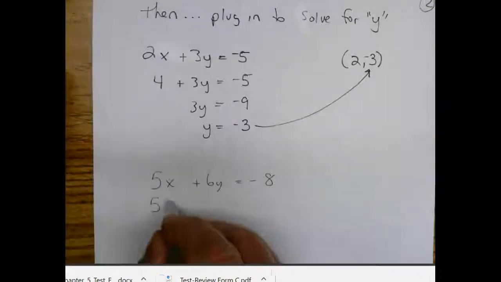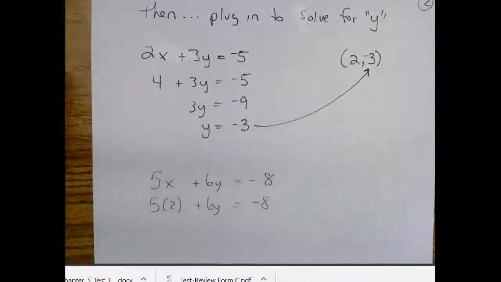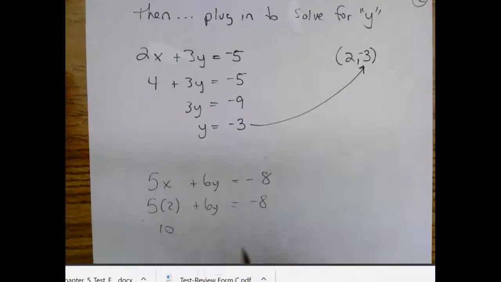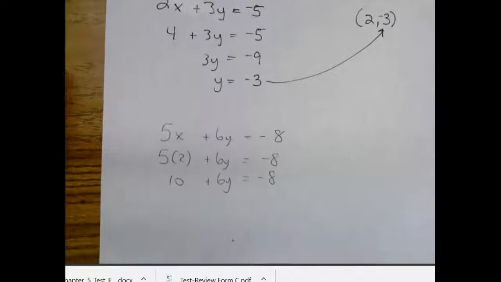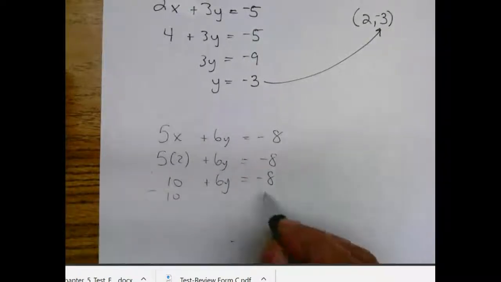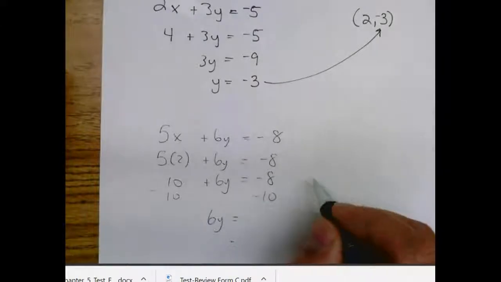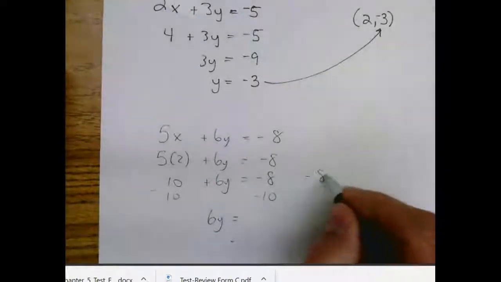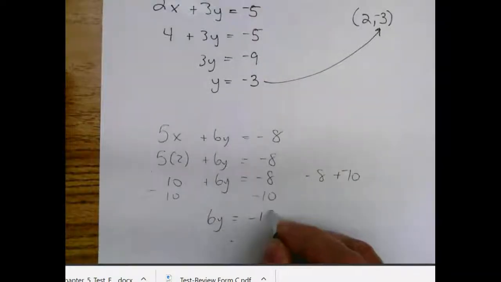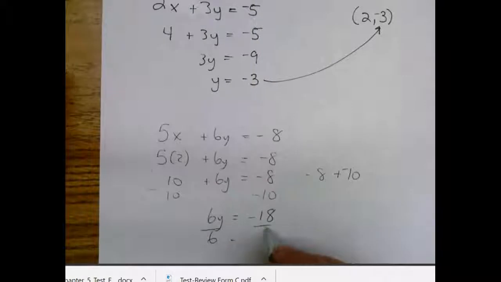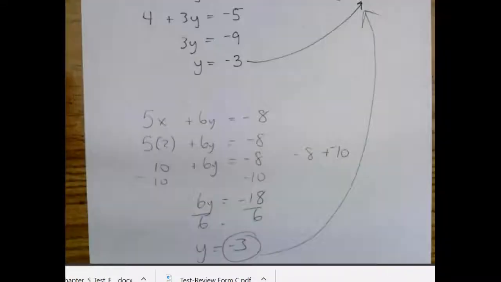So we got 5 times 2 plus 6y equals negative 8. So 5 times 2 is 10 plus 6y equals negative 8. And again, we're going to minus 10 from both sides. And we're going to get 6y equals negative 8 minus 10, so we just go negative 8 minus 10, and then we're going to add a negative 10, so it's going to give us negative 18, divided by 6, and y is negative 3, like it should be.